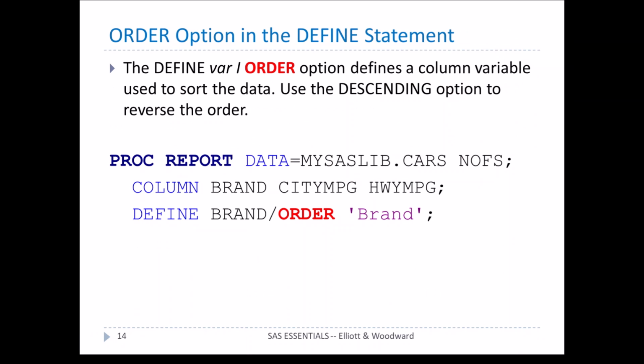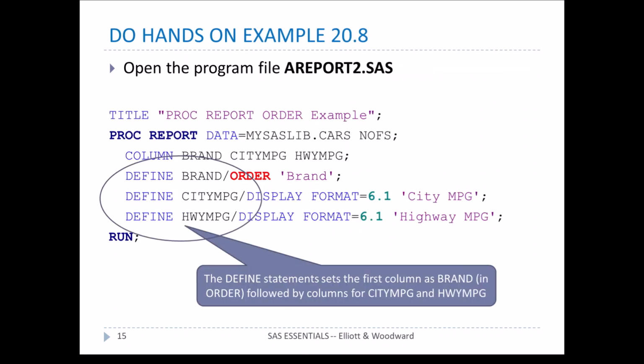We can use the order option in the define statement to define a column variable sorted by a certain variable. And we can also use descending to reverse that order. So for instance, here we have PROC REPORT, again the cars data set, 3 columns, and here we have define brand slash order, and then we give it a name, brand. What this is going to do is display the results in order of brand. So let's see that as an example.